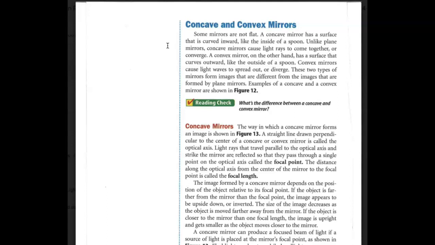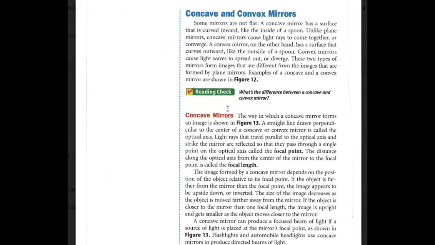Unlike plane mirrors, concave mirrors cause light rays to come together or converge. A convex mirror, on the other hand, has a surface that curves outward, like the outside of a spoon. Convex mirrors cause light waves to spread out or diverge. These two types of mirrors form images that are different from the images that are formed by plane mirrors. Examples of concave and convex mirrors will be shown in figure 12.